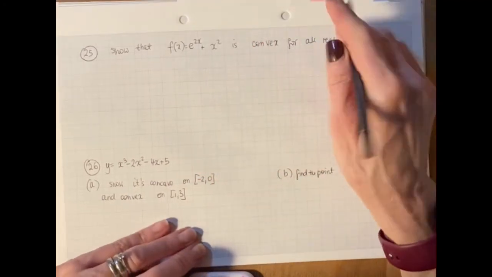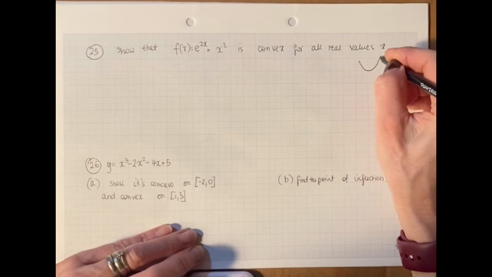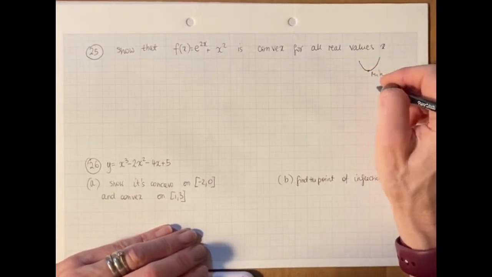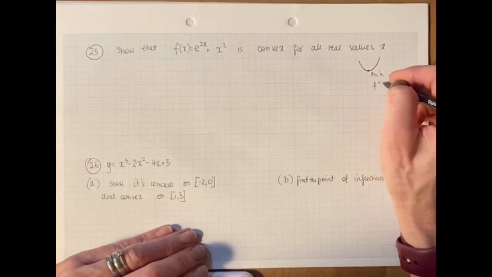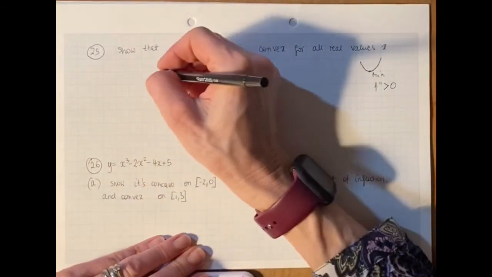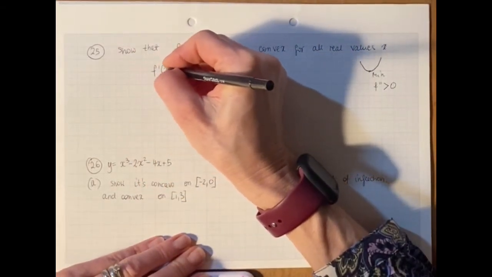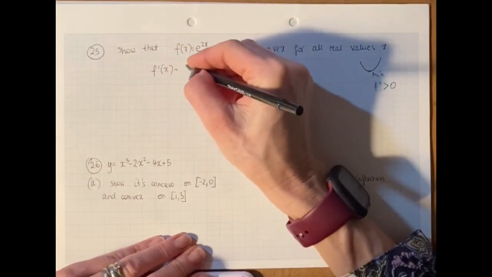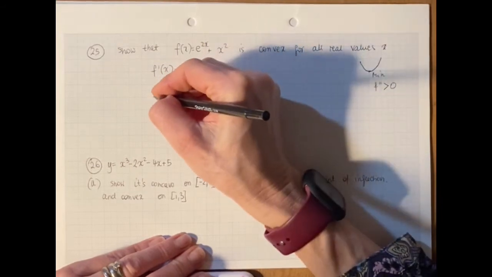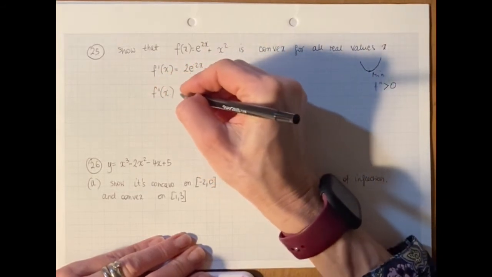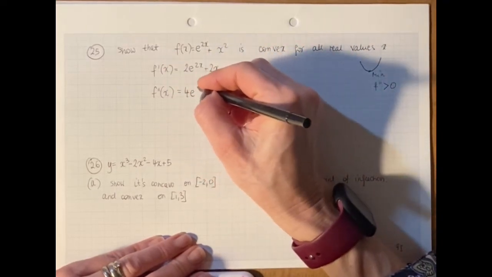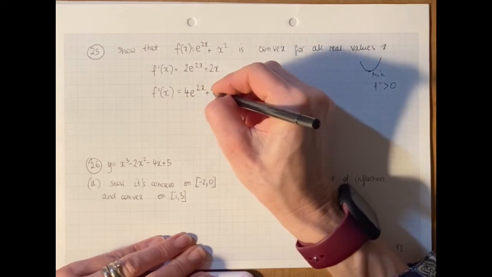So remember, convex, and draw the convex. It's a smiley face. It's got a minimum, possibly minimum, but this is how I remember. So that means the second derivative needs to be greater than 0. So let's find the derivative. The first one to begin with is 2e to the power of 2x plus 2x, and the second derivative is 4e to the power of 2x plus 2.